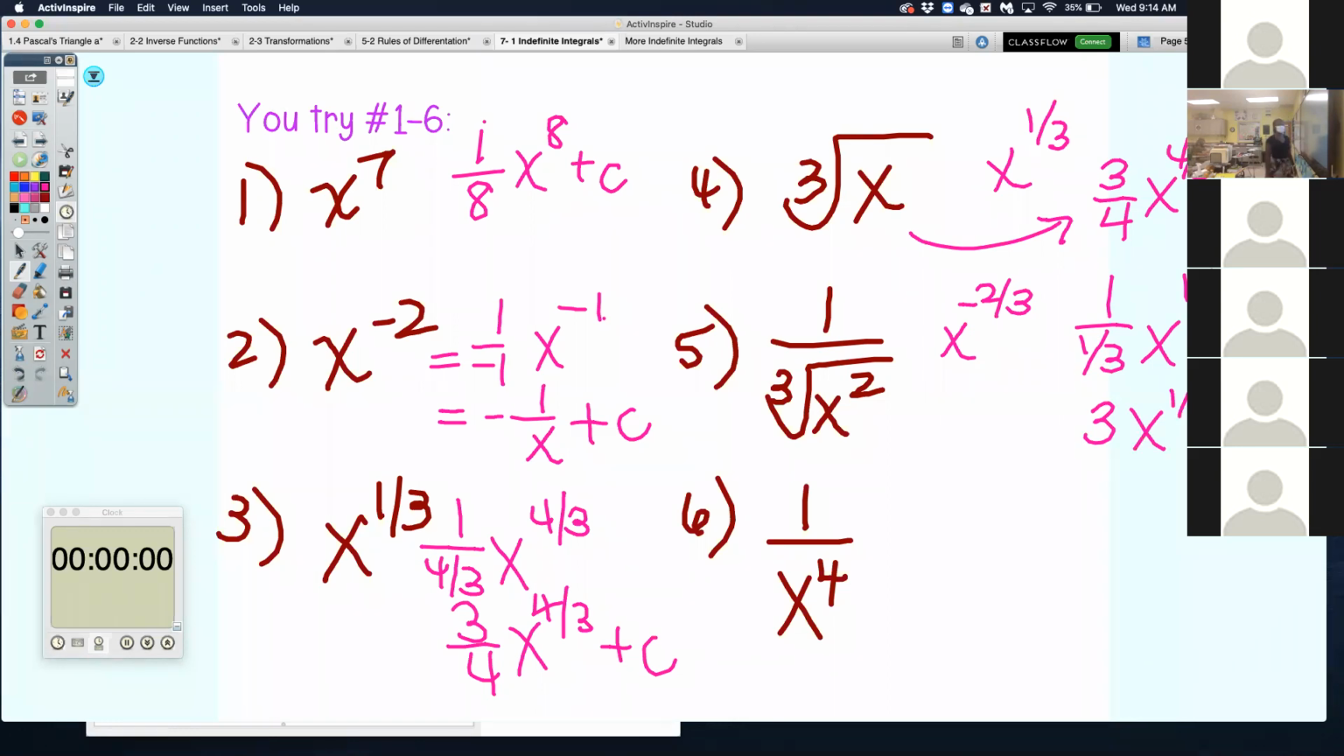And then last but not least, when you bring this one up out of the denominator and you add 1, and then your coefficient is 1 over that new exponent, you have to make sure to turn that exponent back to a positive. The entire fraction is negative, and never, ever, ever forget your plus c when you're doing anti-differentiation, or sorry, the indefinite integral. Okay? Never forget your plus c on the indefinite integral.